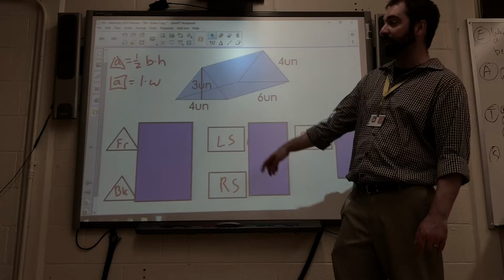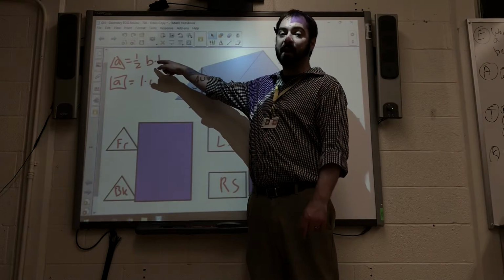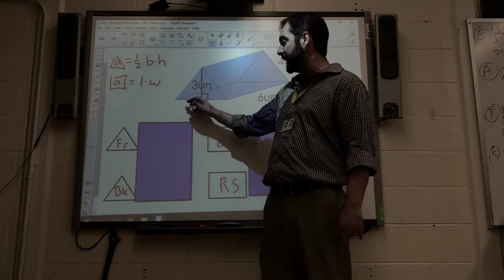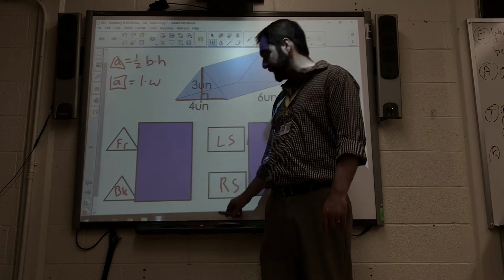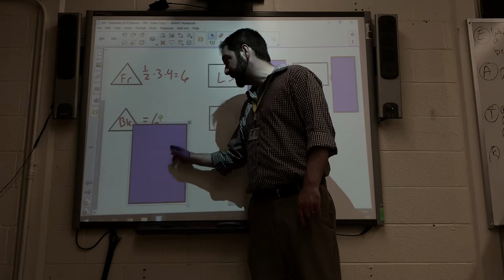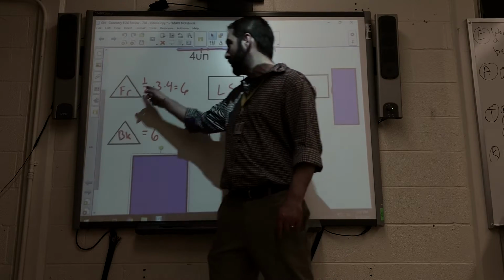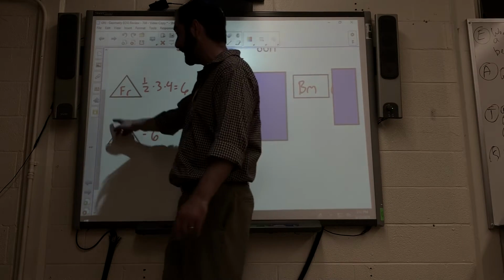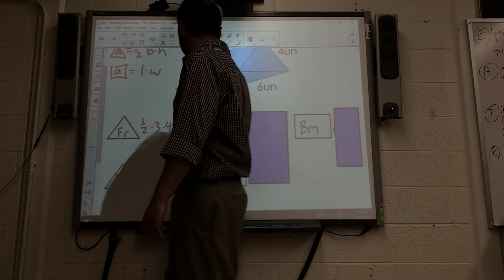Let's deal with our triangles first. Again, not forgetting my formula, 1/2 base times height. So again, I'm looking for a right angle. Right there's my right angle. 4 is the base, 3 is the height, so it must be 1/2 times 3 times 4, which gives me 6. So 1/2, 3 times 4 is 6. I know that the front and the back are the same, so all I did was copy that 6 down.